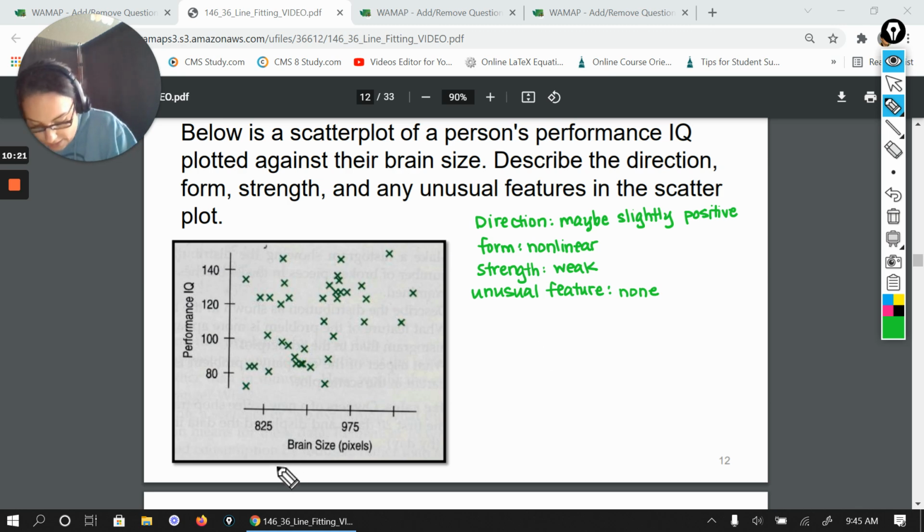And so the x-axis here is the explanatory variable, and the y-axis here is the response variable. So what happened was some researcher tried to predict performance IQ by measuring their person's brain size. So as you can see, the results were that there is no correlation there.